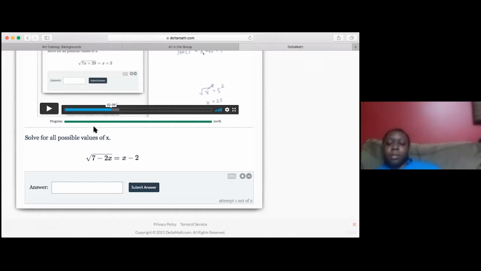Let's check out negative 1. So you have 7 minus 2 times minus 1. So that'll be a positive 2. So that'll be the square root of 9, which is 3. I'm writing this on the whiteboard. So that's 3. And then on the other side, I feel like both of them might be an answer. We have minus 1 minus 2, we have minus 3. So I guess it's not an answer. Let me just make sure. It doesn't matter anyways. The square root is going to be positive, so 3 does not equal negative 3. So the answer is 1.